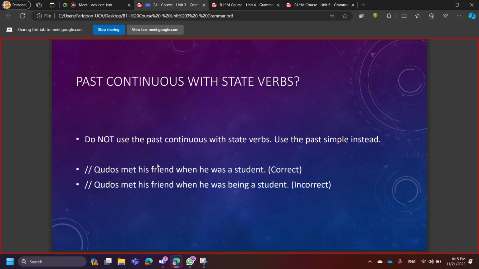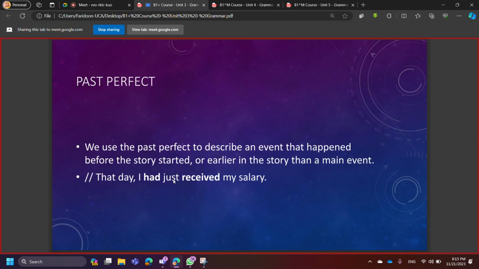But now you're actually talking about another action. In here, you're talking about another action or event that happened before the story even started. So to talk about that, you can use the past perfect, or even to talk about an action or an event that happened before the main action or the main event of your story. Okay? Example, that day I had just received my salary. Had received, the past perfect. So I had just received my salary.